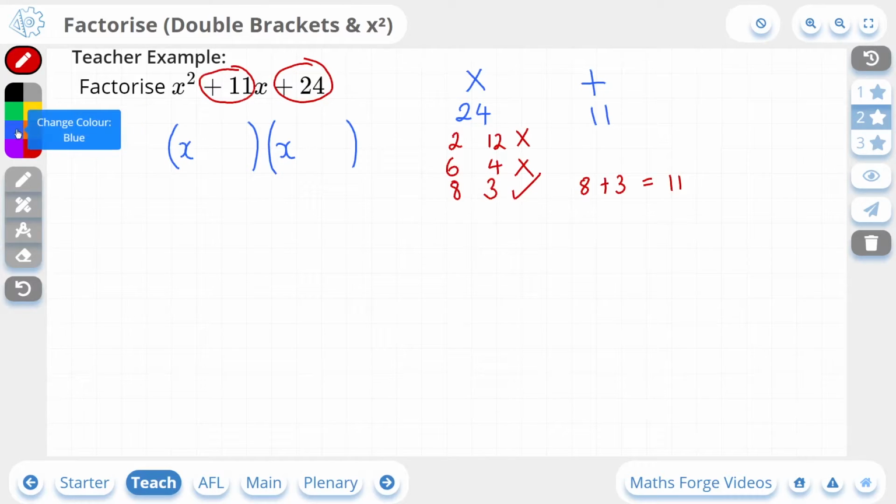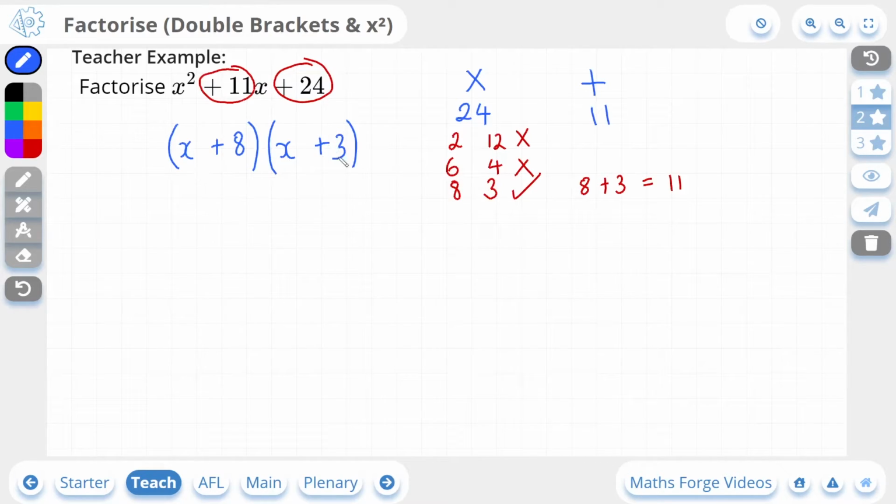So how do we write them down? Well, this is positive 8, and this is positive 3. So we're going to write them down like this: plus 8, plus 3. And it doesn't matter which order the plus 8 and the plus 3 is in, as long as you've written one bracket with x plus 8 and one bracket with x plus 3.